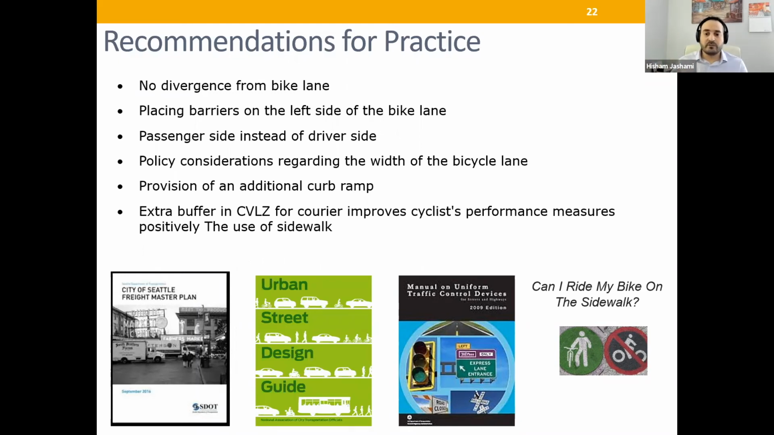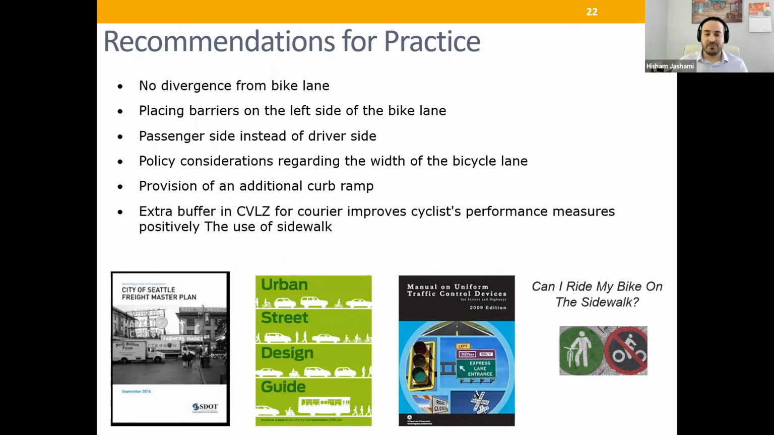We could also increase the width of the bicycle lane when a minimum loading zone is present. This is one of the things that we actually figured out also while designing the experiment. Additional curb ramps could be placed upstream of the commercial vehicle loading zone to allow the bicyclists to transition to the sidewalk if legally permitted.